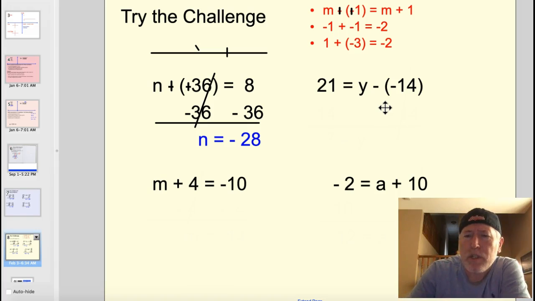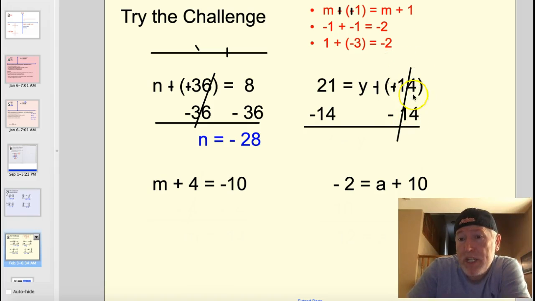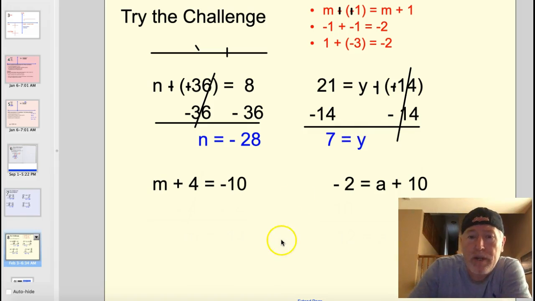Yeah, I know this one's a little bit easier. Okay, so double shot these guys first. And now we can just subtract 14. This is a positive 14, so we subtract 14 from both sides. We get 7 equals y. Yeah, that was easier. All right, how about this one?